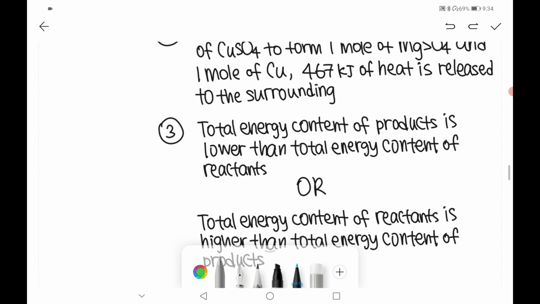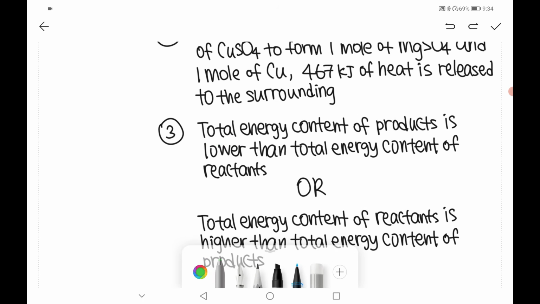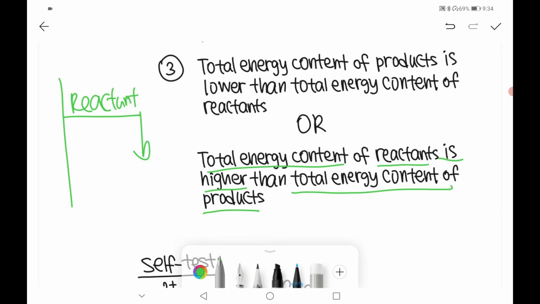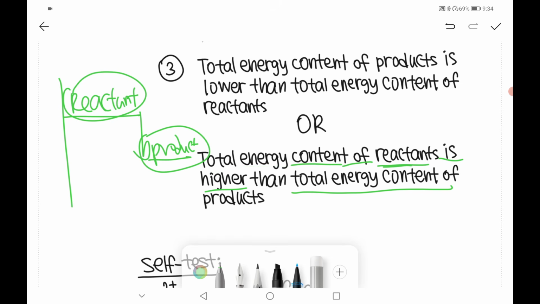So you can write: the total energy content of reactant is higher than the total energy content of product. You can see the reactant is here, and then your product is here. So the reactant has higher energy than the product. Learn this phrase, total energy content. Total energy content of reactant is higher than total energy content of product. That's it.